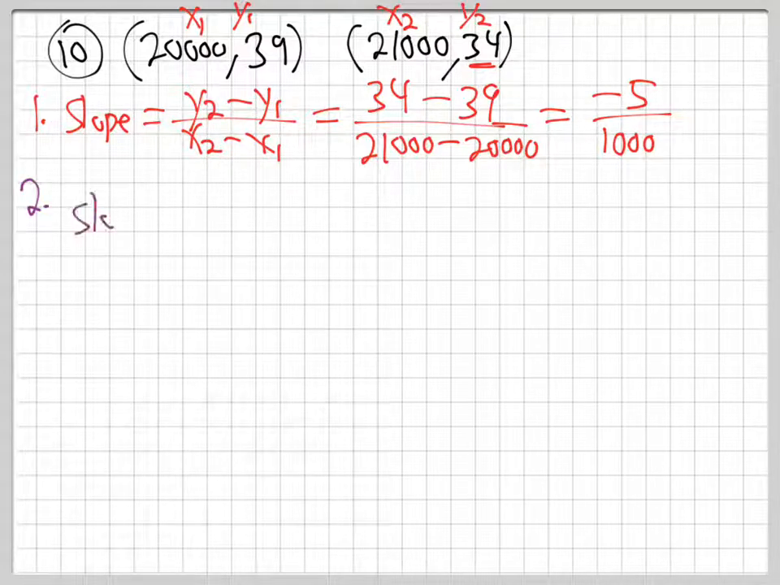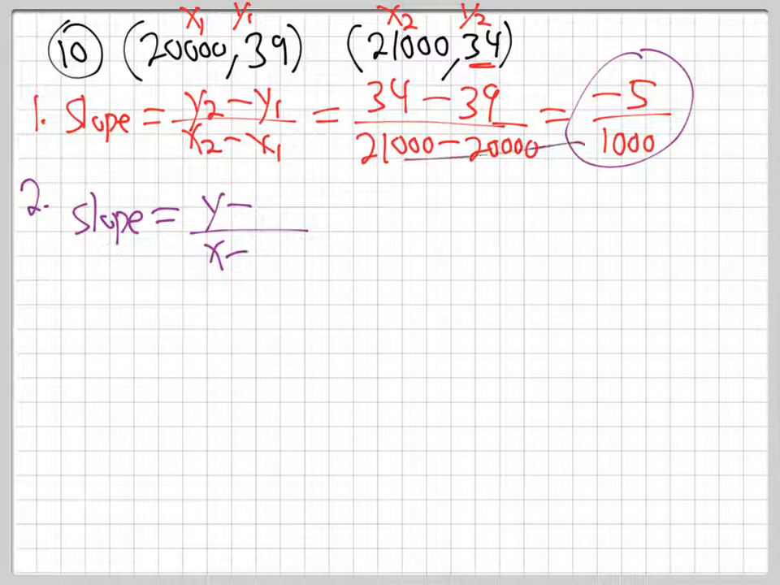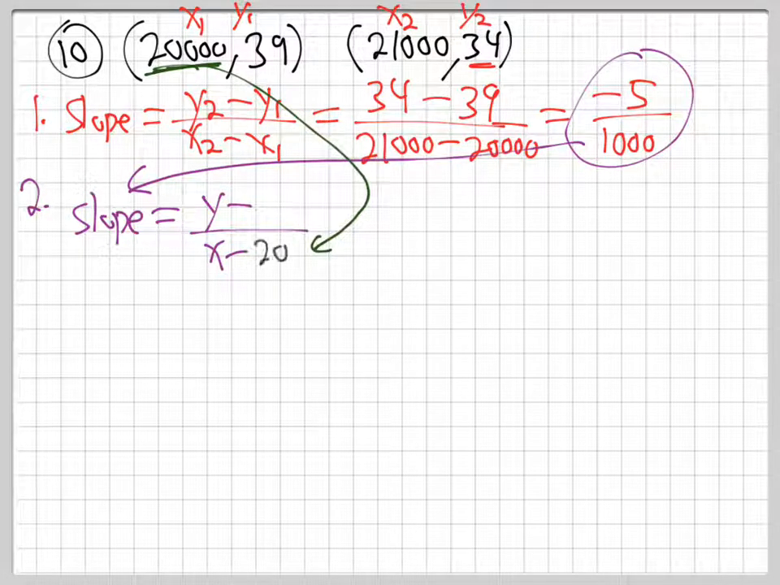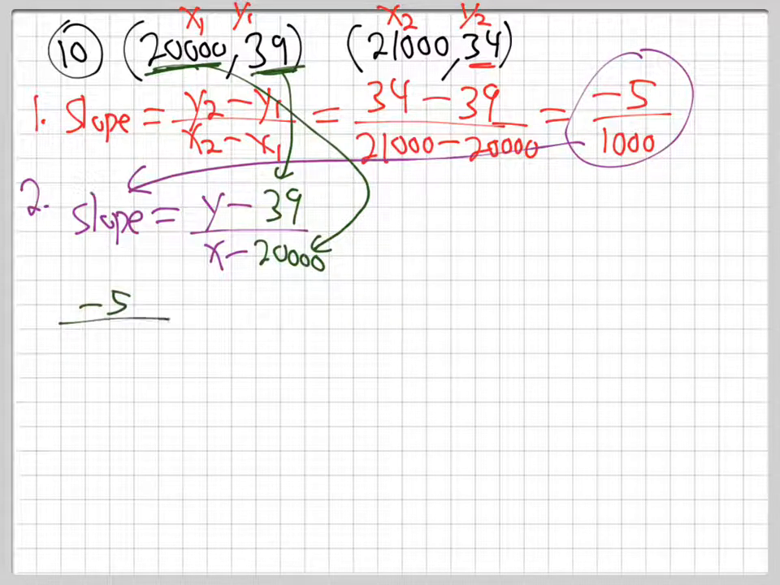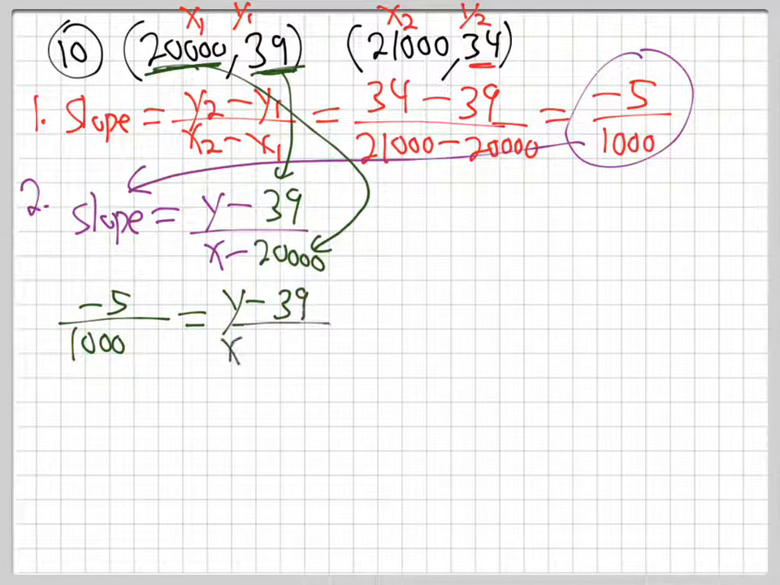Step 2, slope equals y minus blank over x minus blank. You can work with this one. It'll just make the numbers a little harder. And then you put in the back an x value in the back of x, 20,000, and a y value in the back of y, 39. So we get minus 5 over 1,000 equals y minus 39 over x minus 20,000. And then we go diagonal, diagonal. That good? Diagonal, diagonal, like always.